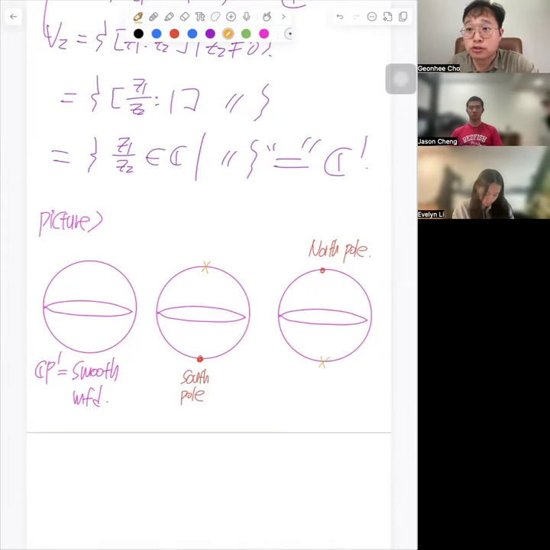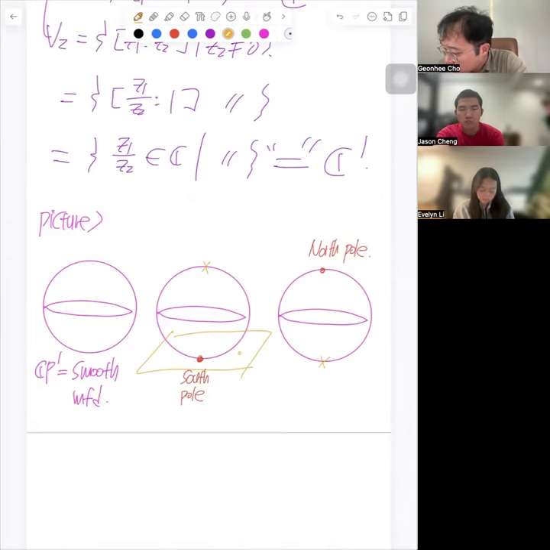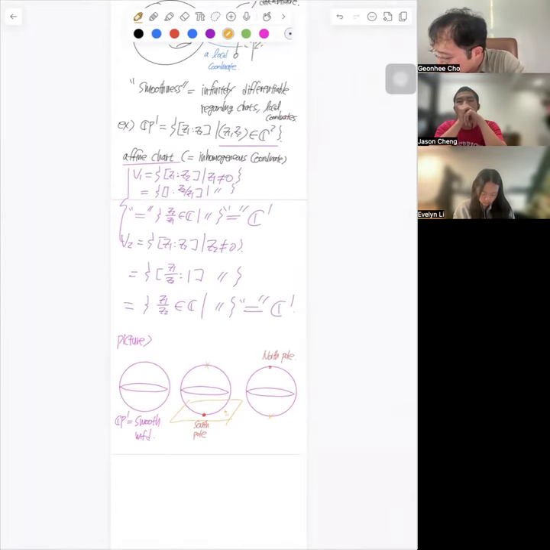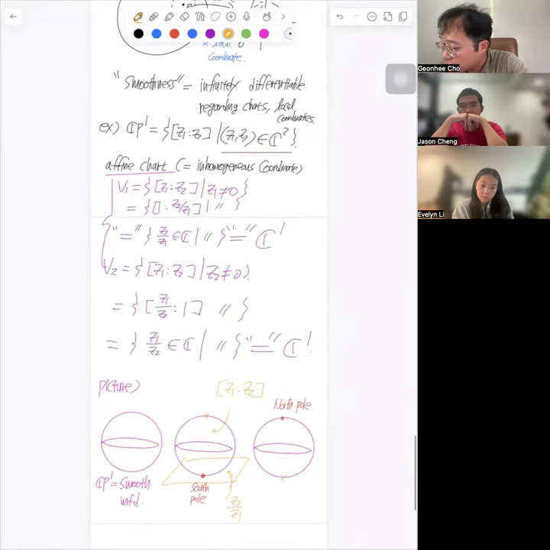Then which coordinate, which chart, can you choose? Just forgetting about the north pole from the south pole, what do you get? You get this guy. Do you agree? So each point now corresponds to Z2 over Z1, which corresponds here to Z1 versus Z2. Can you get that? That's the picture correspondence from here. You know this guy is identified as this guy.